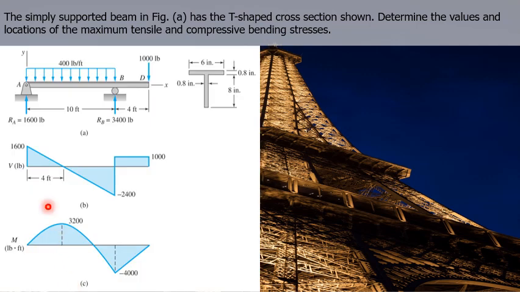So the beam is under a uniform load of 400 pounds per feet from point A to point B over a distance of 10 feet. Also, it is under a concentrated load of 1,000 pounds at point D. First things first, we determine the support reactions at A and B.